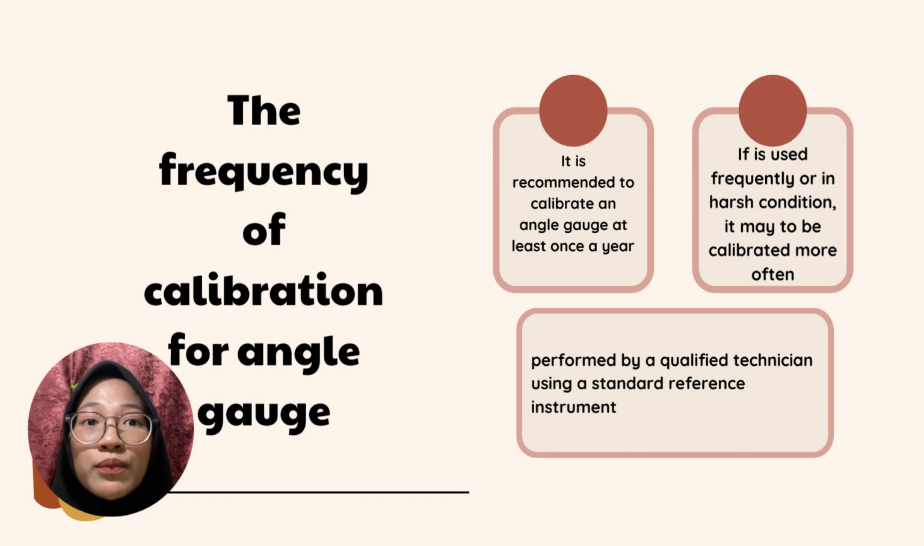It is also important to calibrate the gauge if it is dropped or damaged, as this can affect its accuracy. Next, calibration should be performed by a qualified technician using a standard reference instrument. So, proper care and maintenance of the angle gauge can help to ensure its accuracy, and it can also reduce the need for frequent calibration.